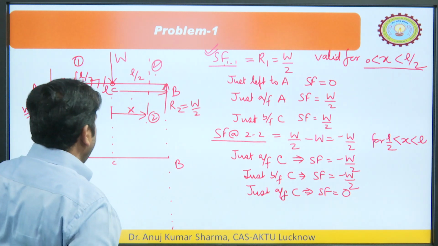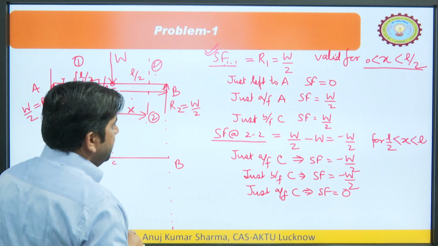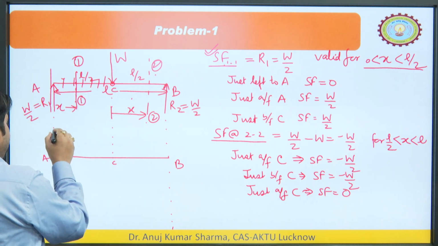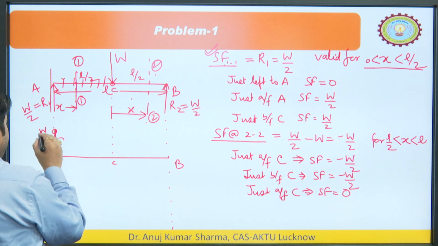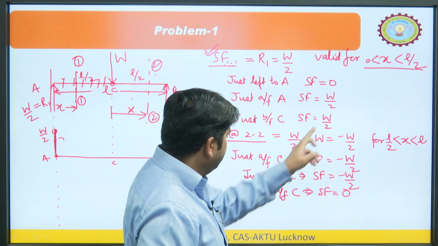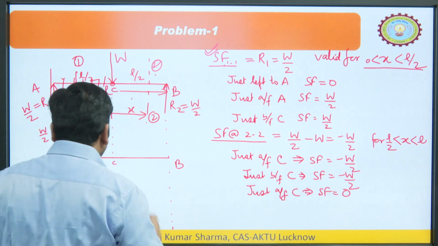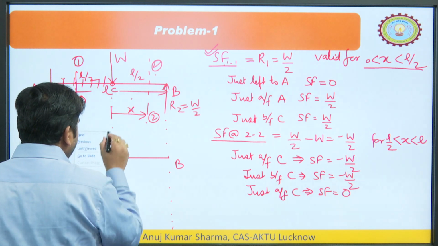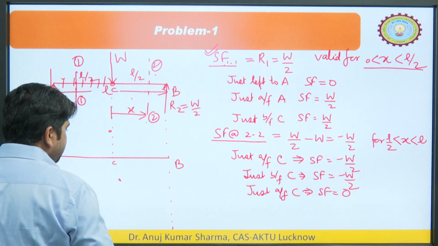Now, you see just left to A, that is, before A, what is the shear force? That is 0. Just after A, what is the shear force? W by 2. Basically if you see carefully, all these points will coincide with each other. So, this is the force W by 2. Now, just before C it is W by 2 and just after C it is minus W by 2. It means there is a variation from left to right. So, at point C we have two values, W by 2 just before C and minus W by 2 just after C, right.